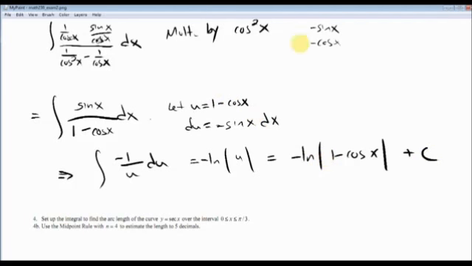Wait a minute. Wow, I blanked on that one. That is a plus. That is a plus. That is a plus. Sorry about that. I'm not integrating back to negative sine. I am differentiating to the positive sine. Anyways, that's the trick.